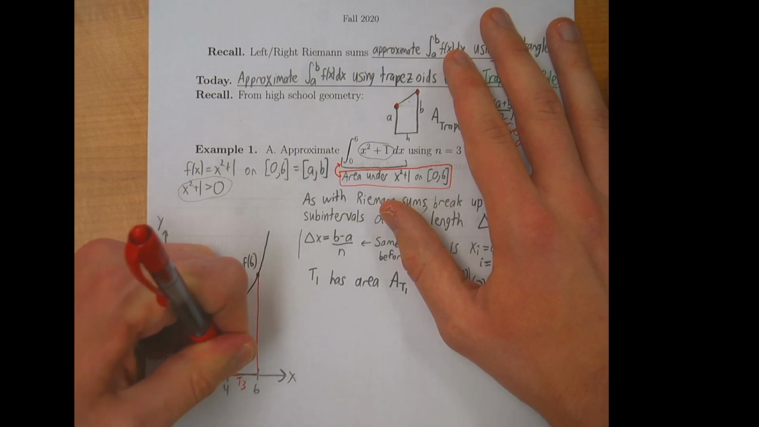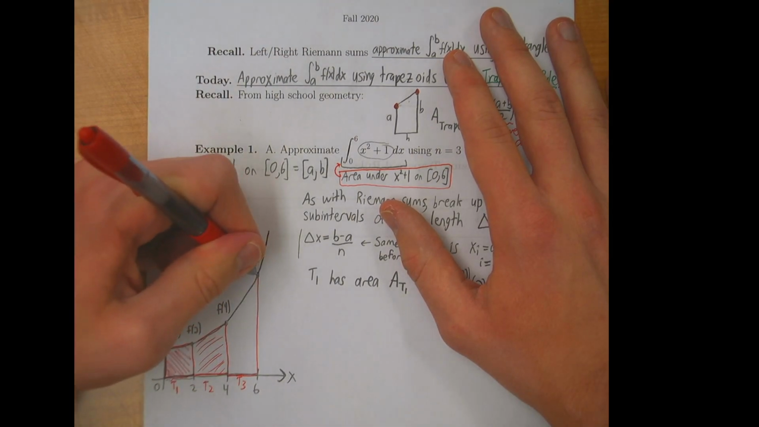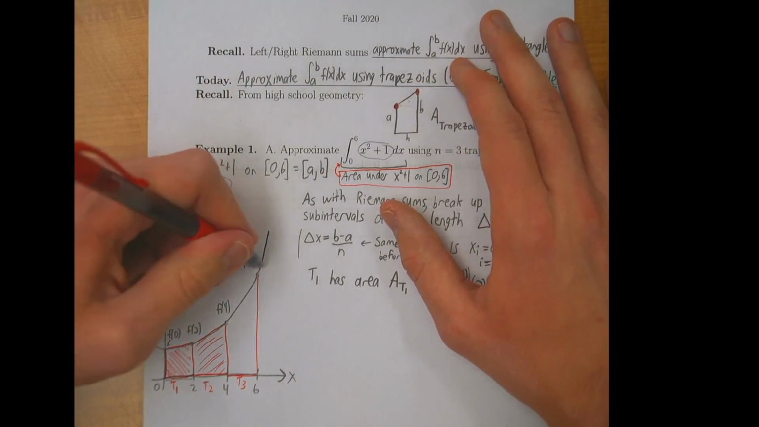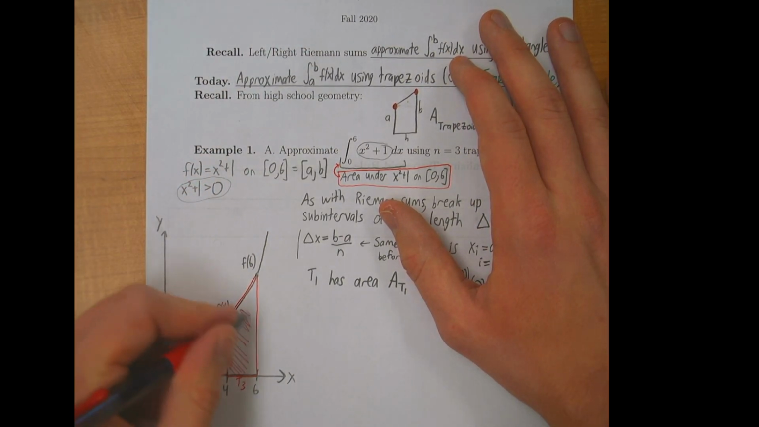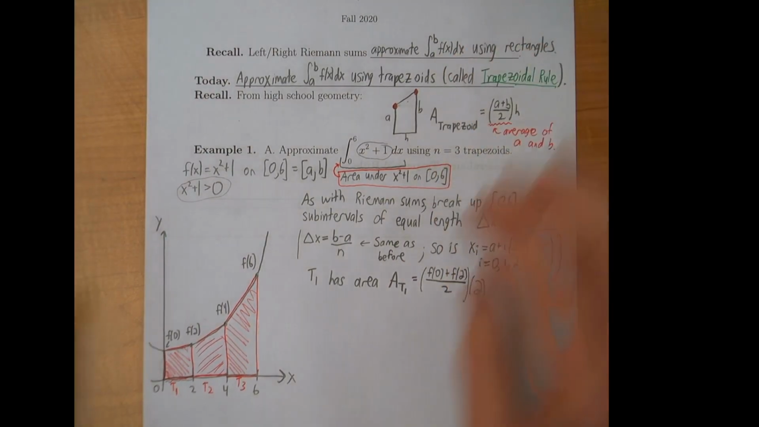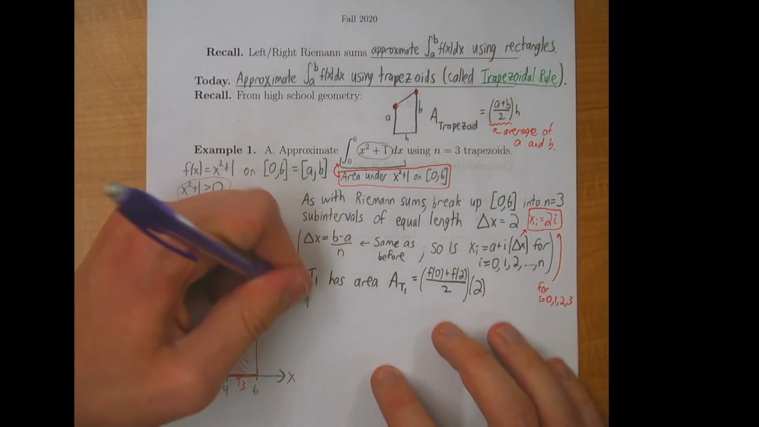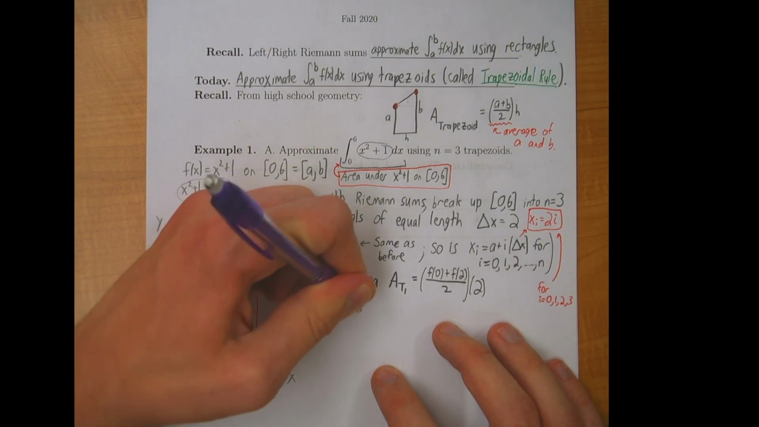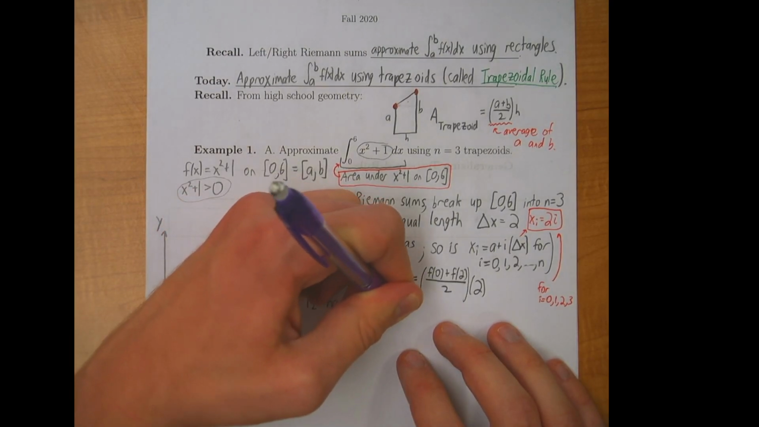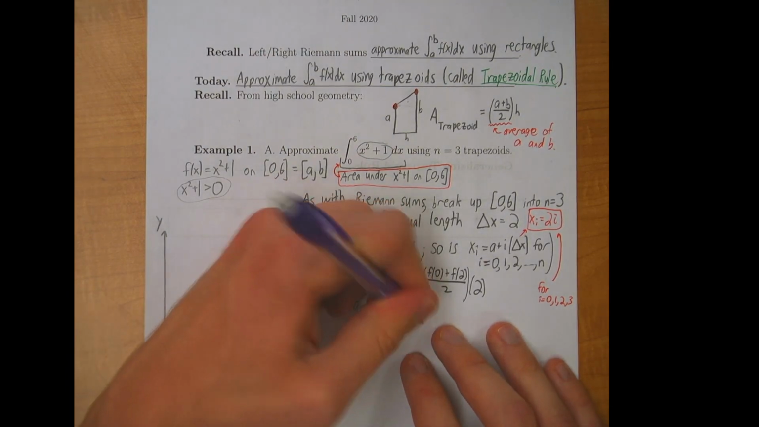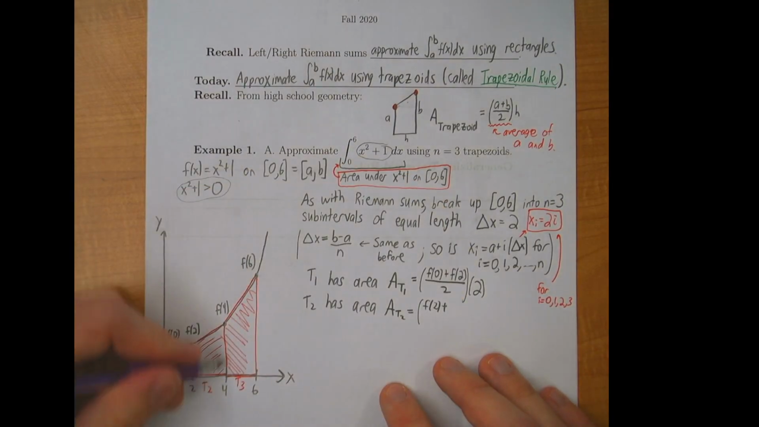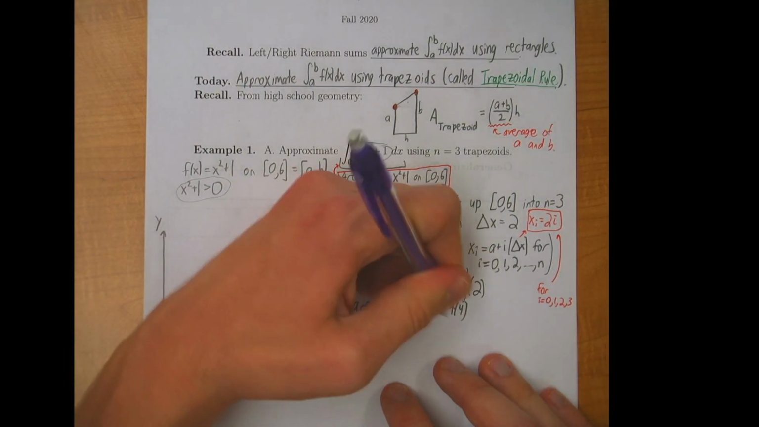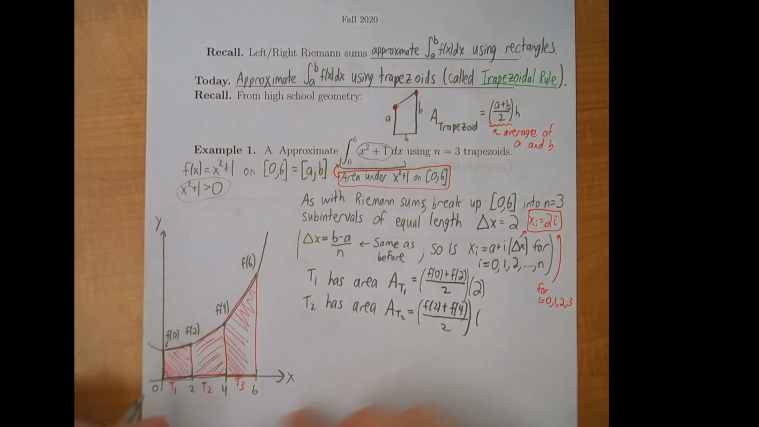Its base is still on the x-axis of side length 2. And this last side will connect our function values. Okay. So by similar reasoning as T1, T2 is going to have area a sub T2, which is going to equal, in this case, f of 2 plus f of 4, and then divide by 2, and then times the side length here, which will end up corresponding to 2.